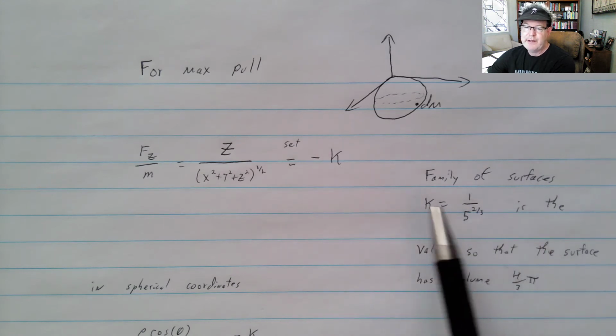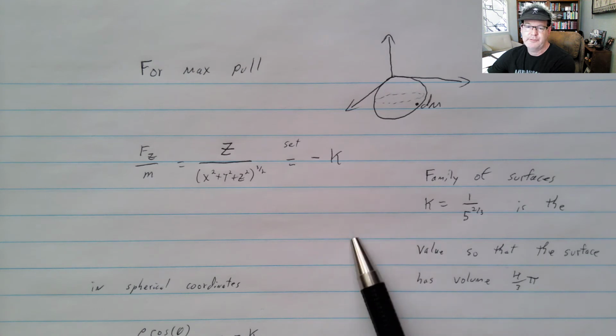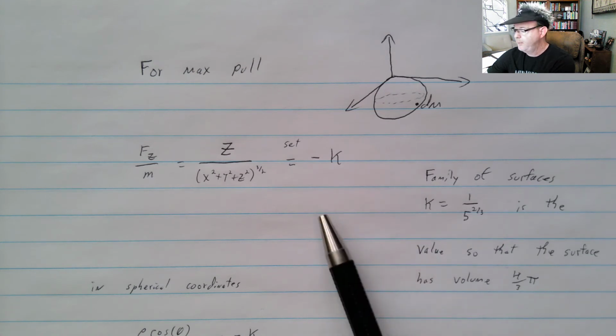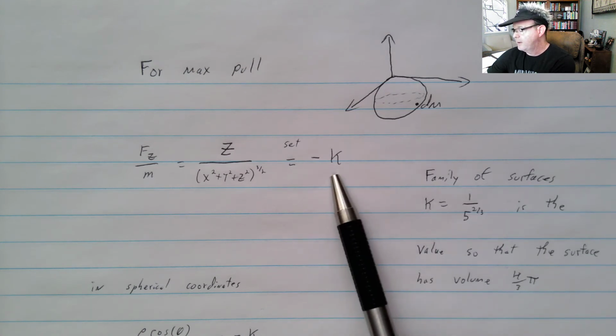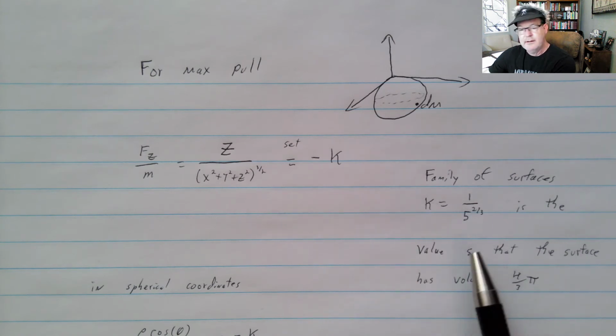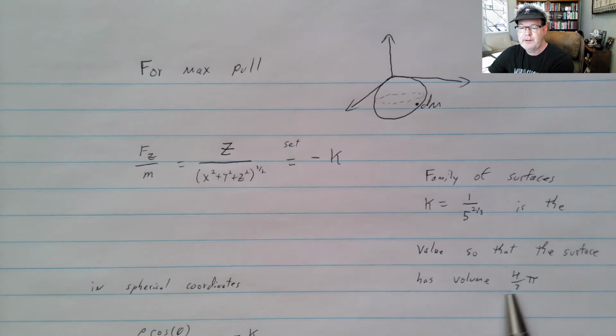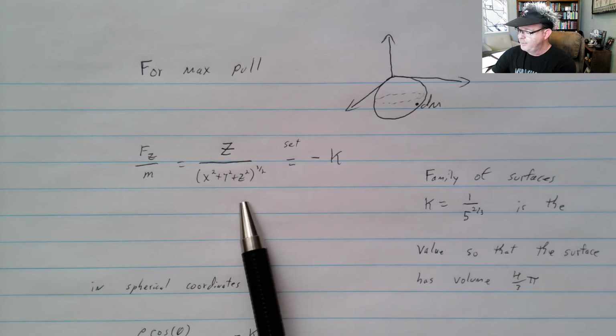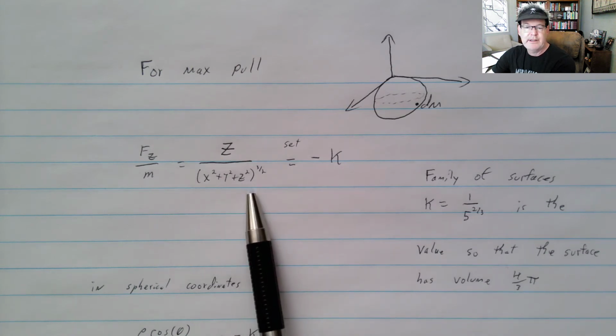And for each value of k, you're going to get a family of surfaces. And then there's one value of k where it ends up being a closed surface. I guess we can't tell that right away yet, but you get a closed surface, and the value of k being 1 over 5 to the 2/3 is the value so that the surface will have volume 4/3 pi. But anyway, we're going to set where the force of gravity is equal to a constant.